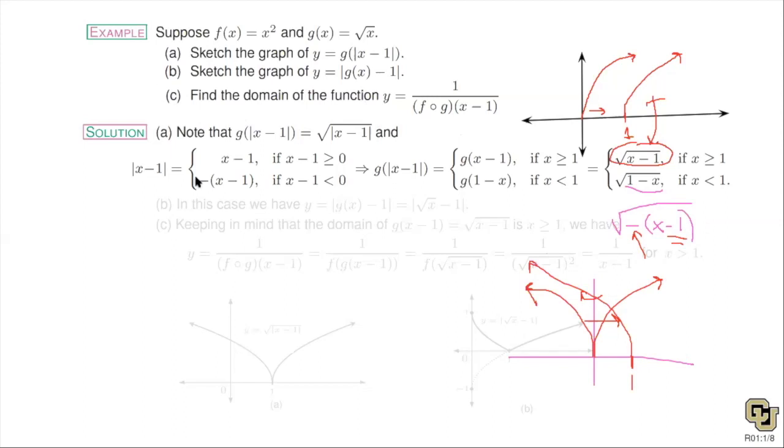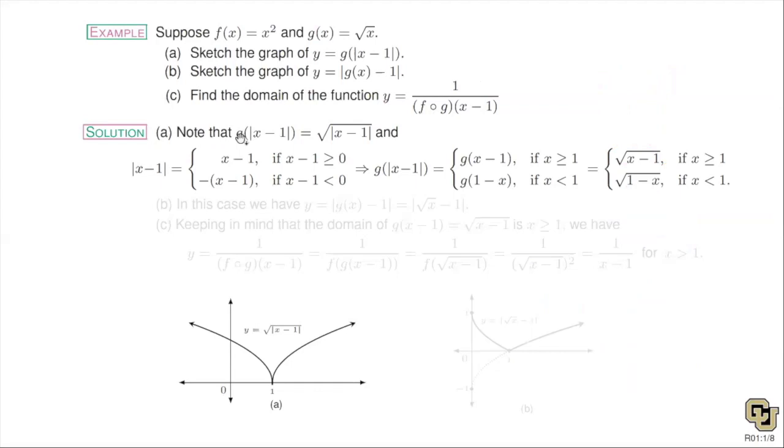So if we put the two pieces together, this is what we get. This is the root x shifted 1 to the right, and then root of 1 minus x. So we took root x, we reflected it about the y-axis and shifted it right 1 unit. And so that's what the graph looks like.